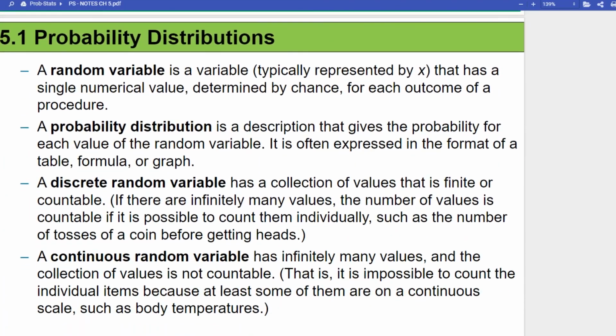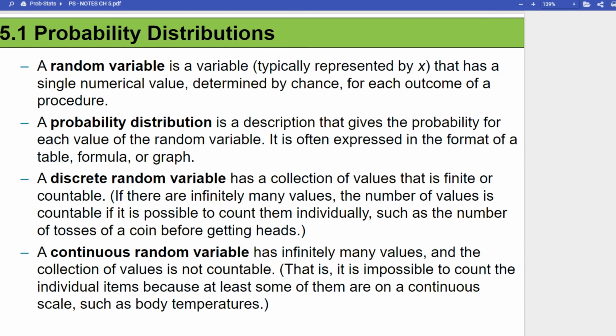5.1 is probability distributions, and you've got a lot of vocab here. All right, so let's take a second. A random variable is a variable typically represented by x that has a single numerical value determined by chance for each outcome for a procedure. All right, this is specifically what we are looking for.